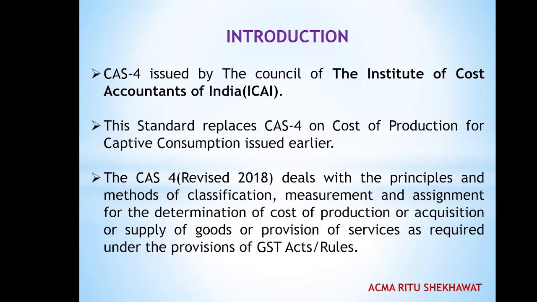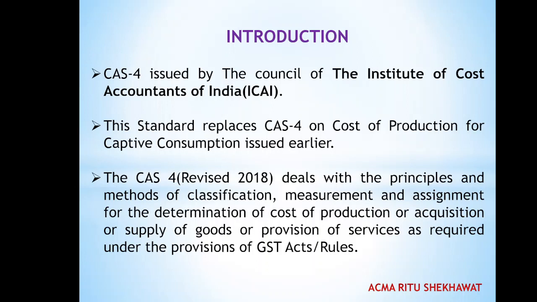What is the reason for updating the CAS? The reason is simple. With the introduction of GST effective from July 1, 2017, the incidence of tax shifted from manufacture to supply. In the excise tax regime, the incidence of tax was on the manufacture or production of goods. However, in the GST regime, the emphasis is on the supply of goods. Therefore, there is a need for the revised cost accounting standard 4.